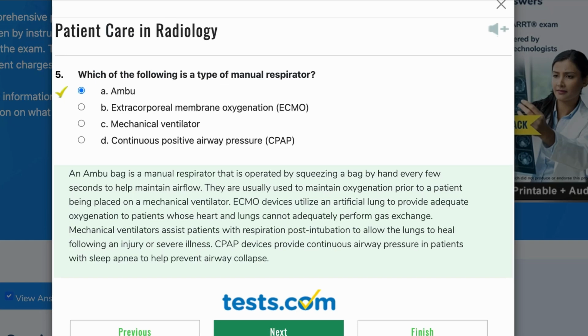ECMO devices utilize an artificial lung to provide adequate oxygenation to patients whose heart and lungs cannot adequately perform gas exchange. Mechanical ventilators assist patients with respiration post-intubation to allow the lungs to heal following an injury or severe illness. CPAP devices provide continuous airway pressure in patients with sleep apnea to help prevent airway collapse.